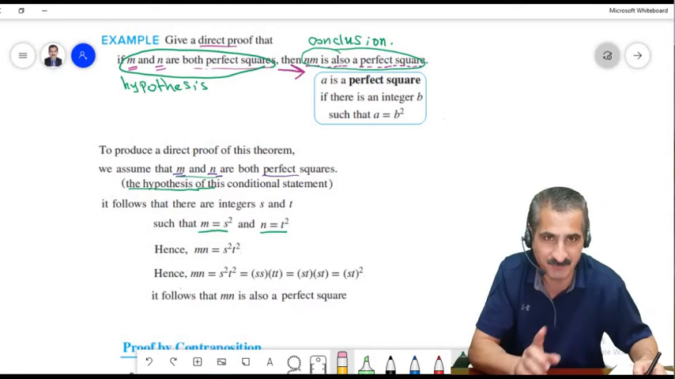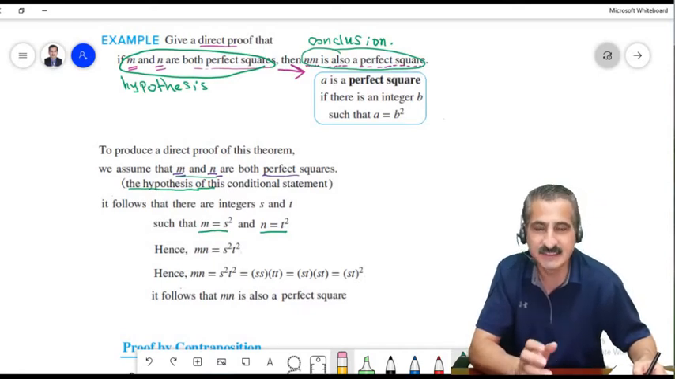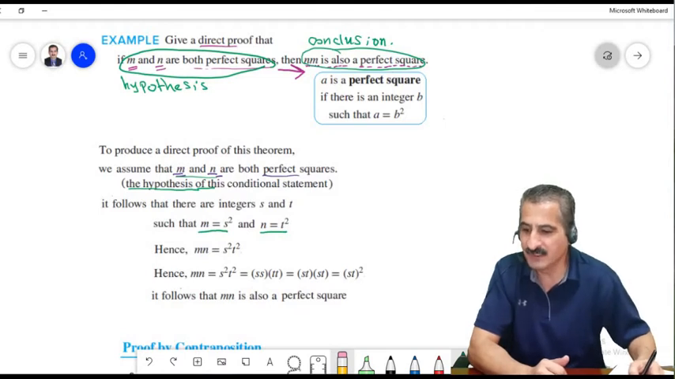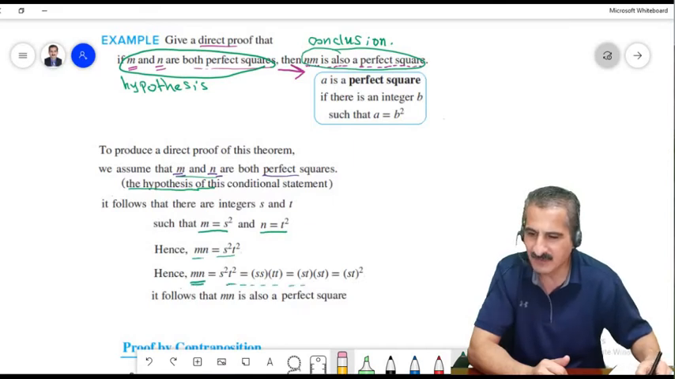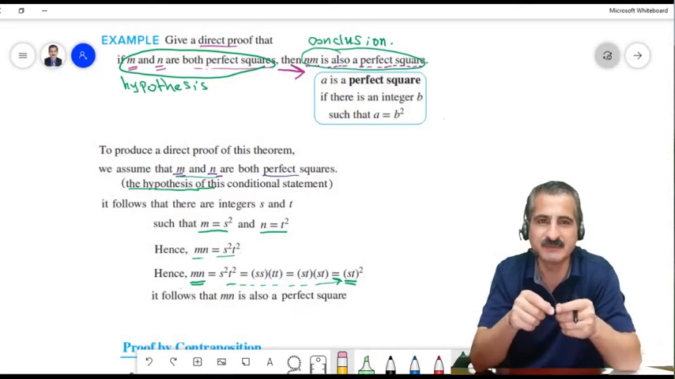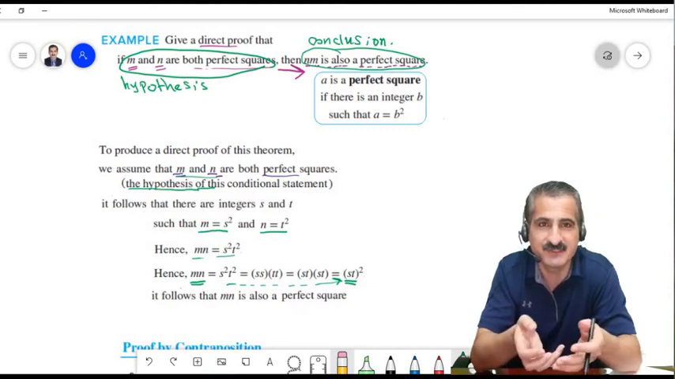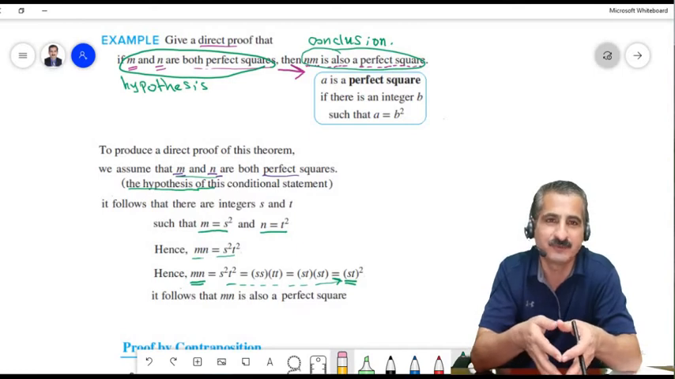M is a perfect square, so it is something squared, and n is the same. Now multiply m and n, we get that. Now notice we can write m times n as (st) squared. So m multiplied by n is a square of an integer, which is st. So m times n is a perfect square, and then we reached the proof.